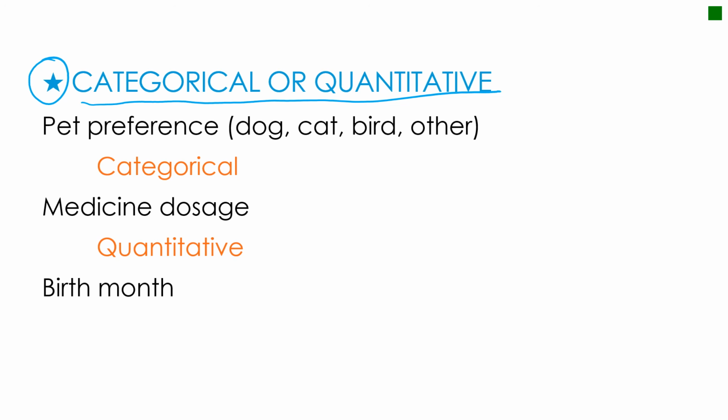So hopefully you have given yourself a chance to look at these before I go through them. First, let's look at pet preference: dog, cat, bird, other. This is clearly categorical because I'm putting people into a category. Medicine dosage would be quantitative because I'm looking at the amount of medicine that someone is being given. And the birth month, kind of like on that last one, this is going to be categorical.